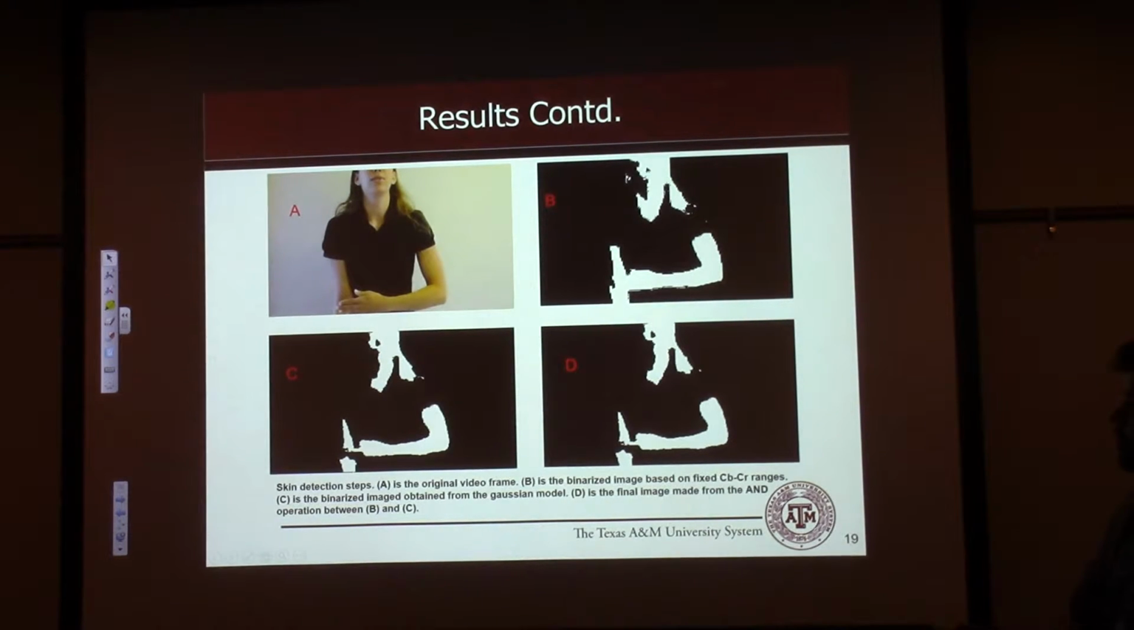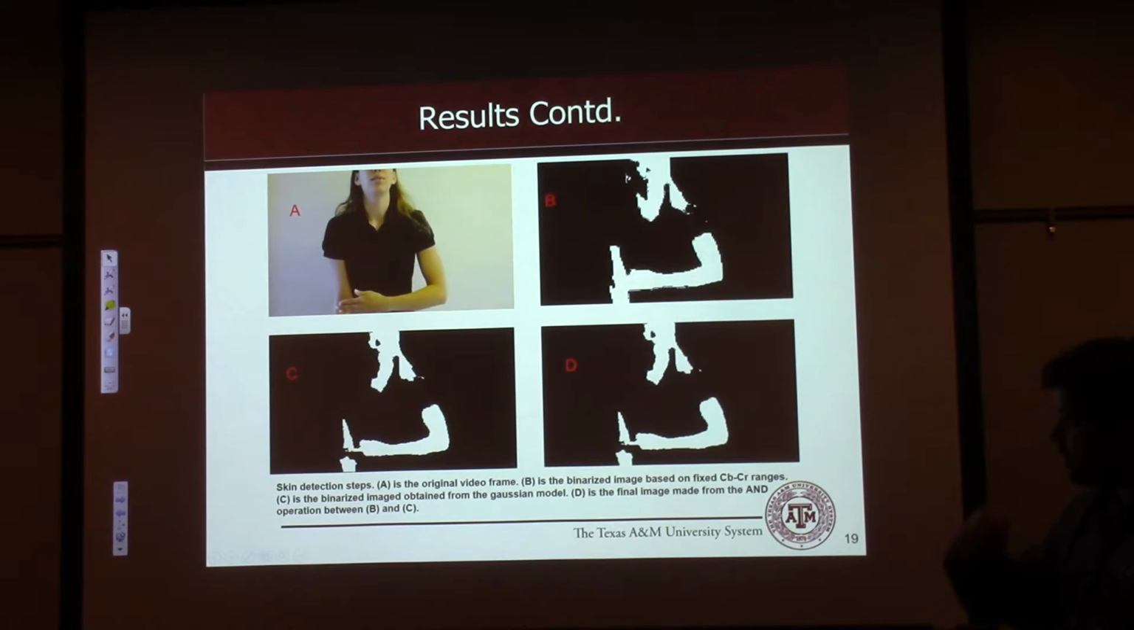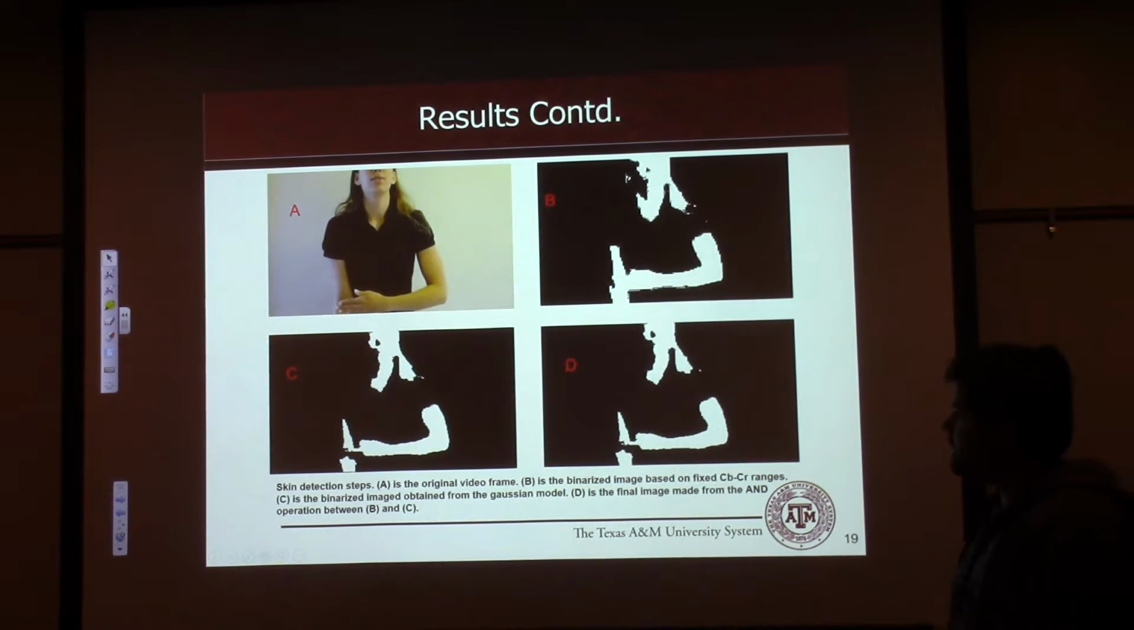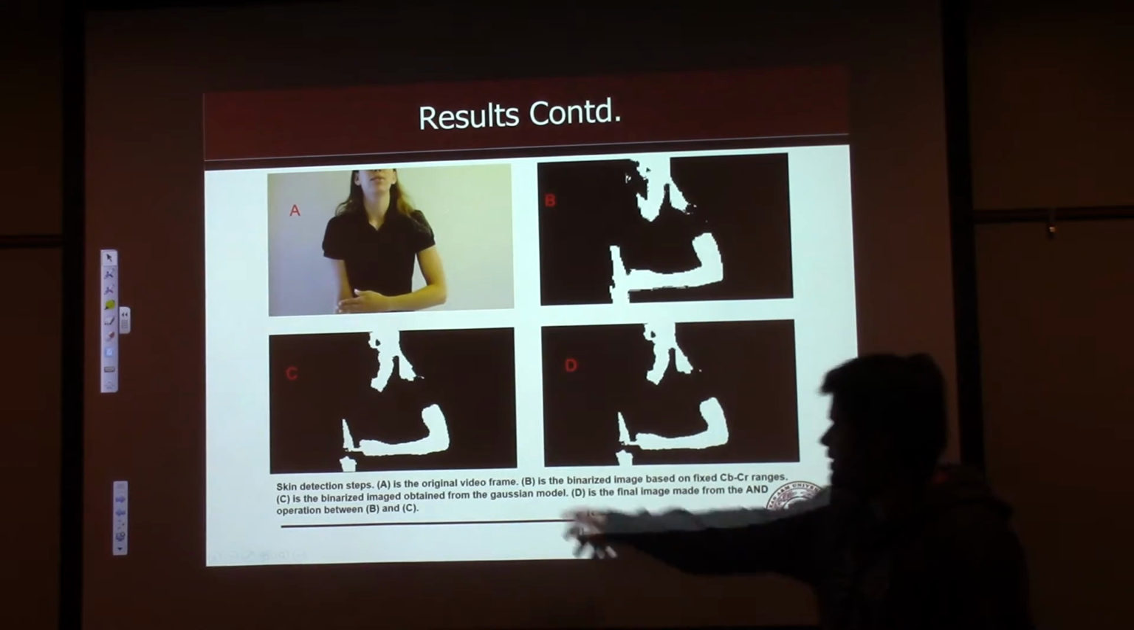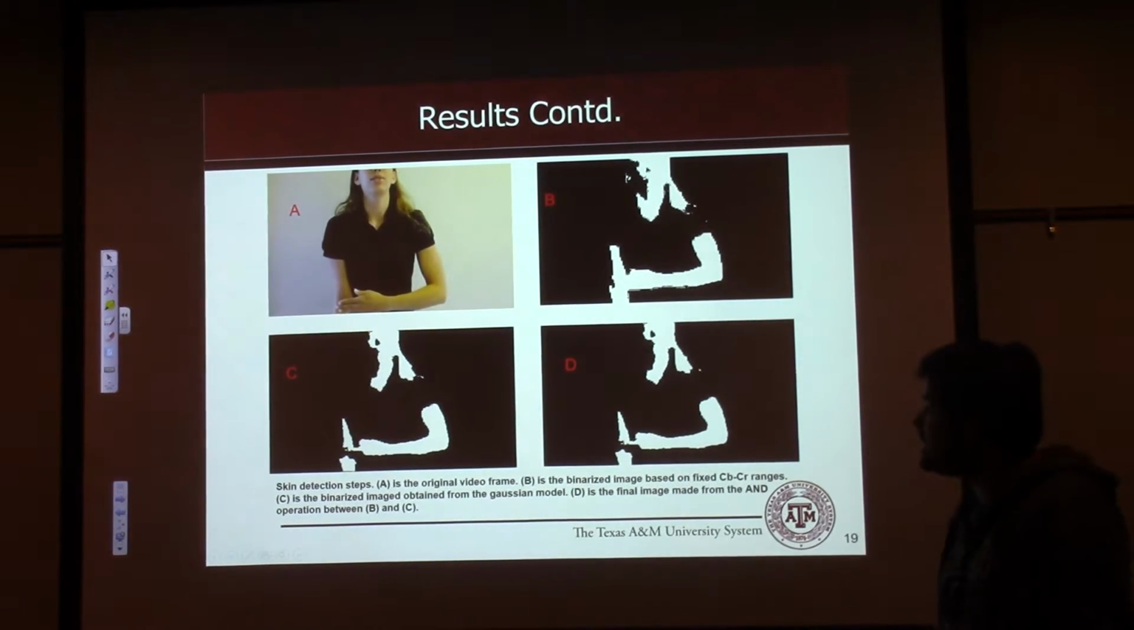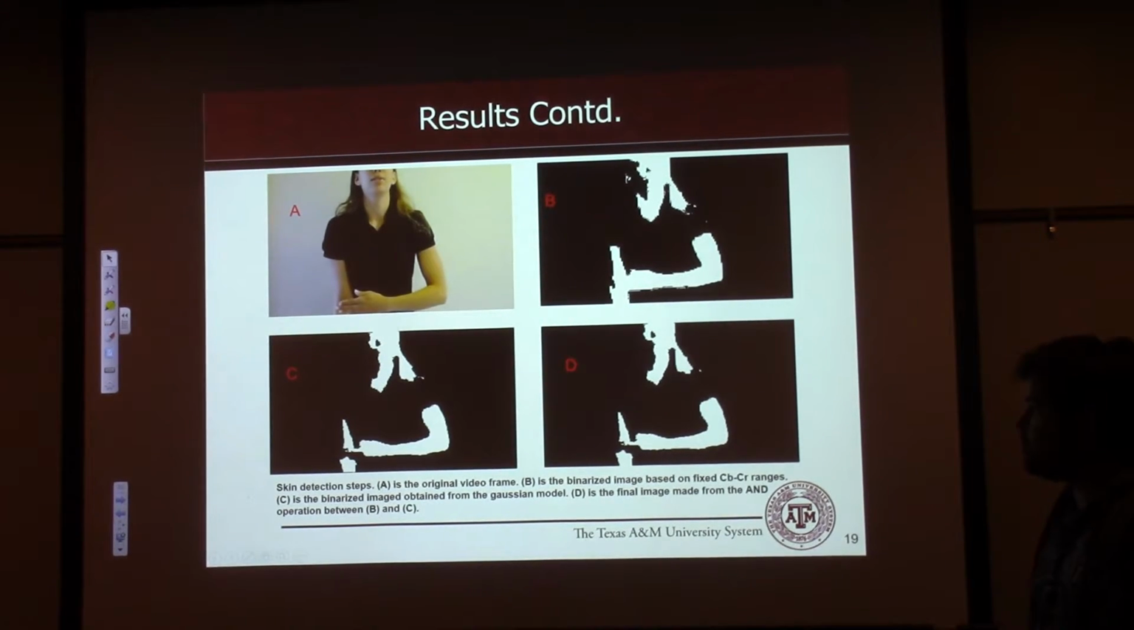And then here is one of the frames of the videos. A is the original frame. B is when we got the fixed ranges. As you can see, it's fairly accurate also, because those fixed ranges are based on the assumption that skin color is fairly condensed on a particular area of CBCR. C is the output of our Gaussian model, and D is the end operation between B and C. As you can see, almost nothing changes from the Gaussian model to the end, just basically some pixels over here are not on the end. But the Gaussian model is also fairly accurate.